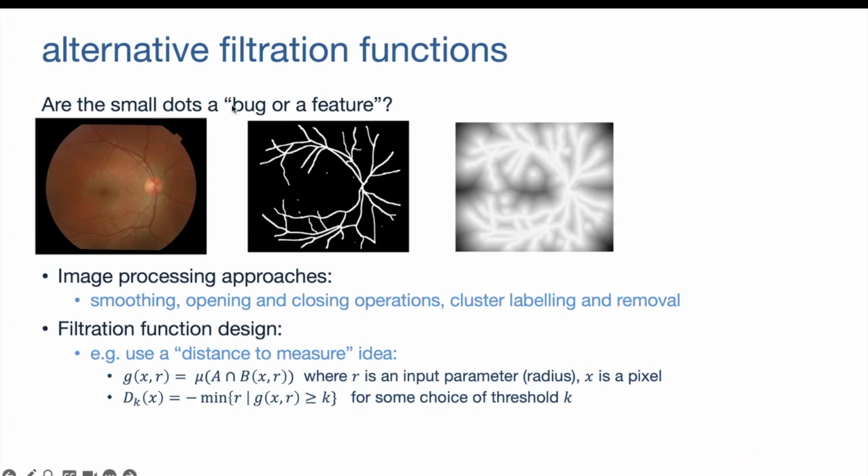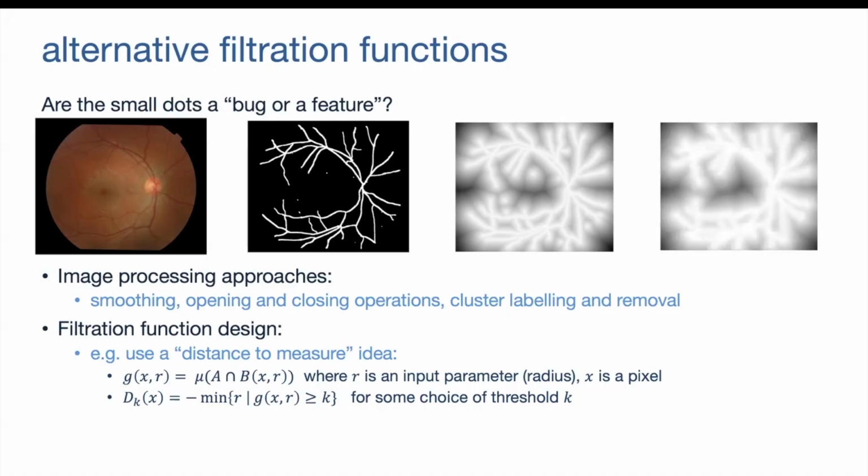Are those small dots a bug or a feature? The eternal question. Clearly here, they are a bug, whereas before they might have been a feature. My point is you can build some clever little filtration functions to get rid of those dots using that distance to measure idea. But once you start introducing things like that, you've got lots of parameters to play with. If I do clean up those dots using this distance to measure idea, I get a much nicer distance transform here, for example.